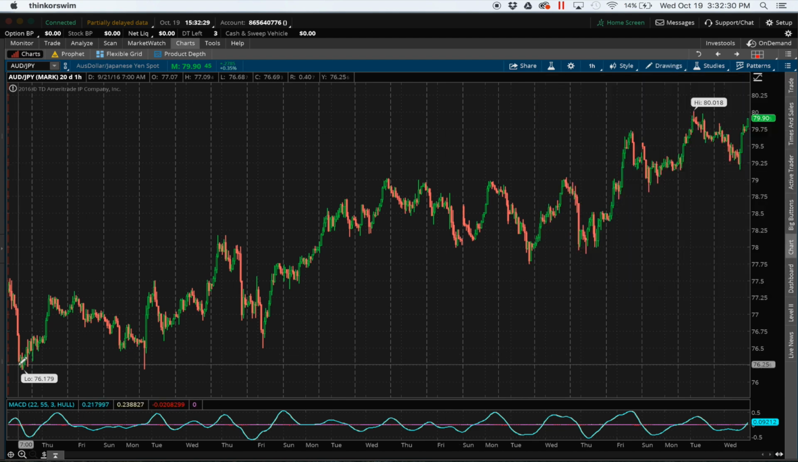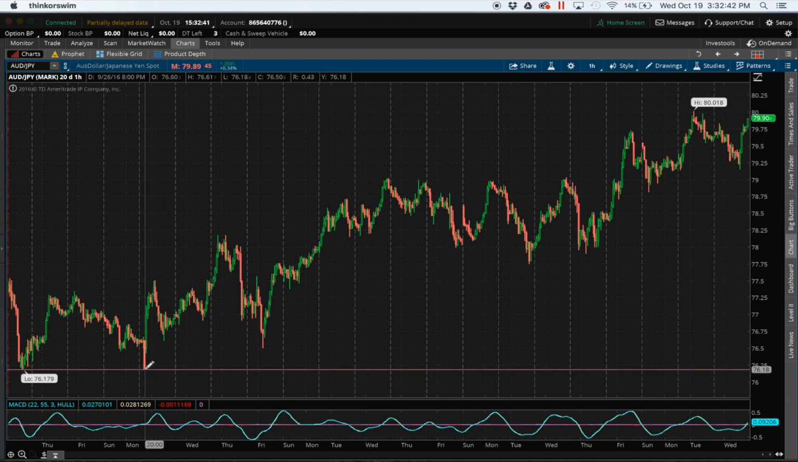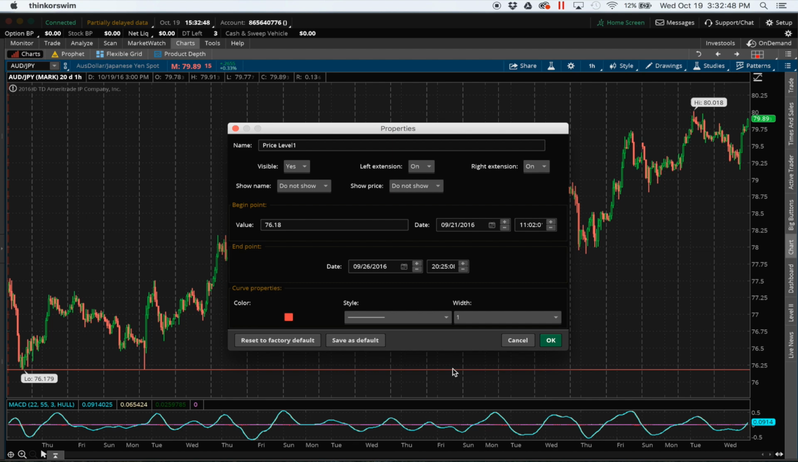Go to price level. You want to find the low, and you want to put your first point at the bottom of the wick, so the little pin. Put it there, and then put it at the next point. It's going to put a line across the whole screen. If it doesn't, double click on the red line, and turn on left extension and on for right extension.